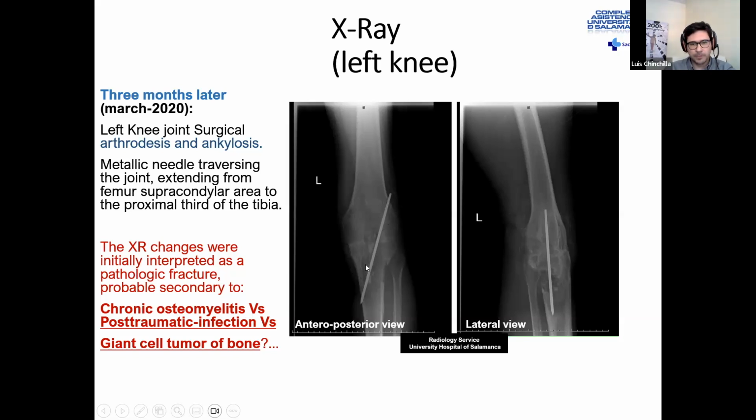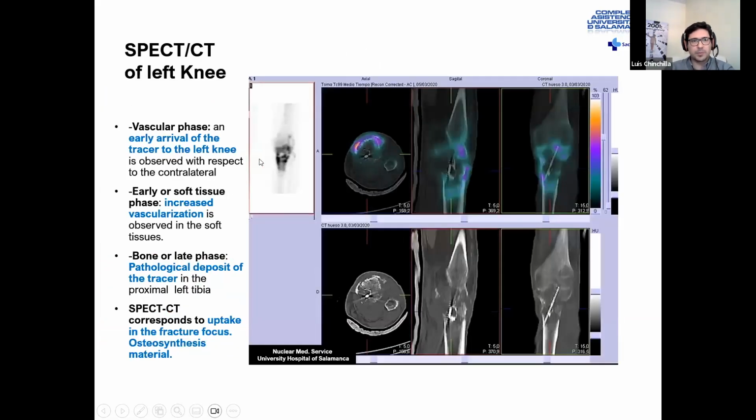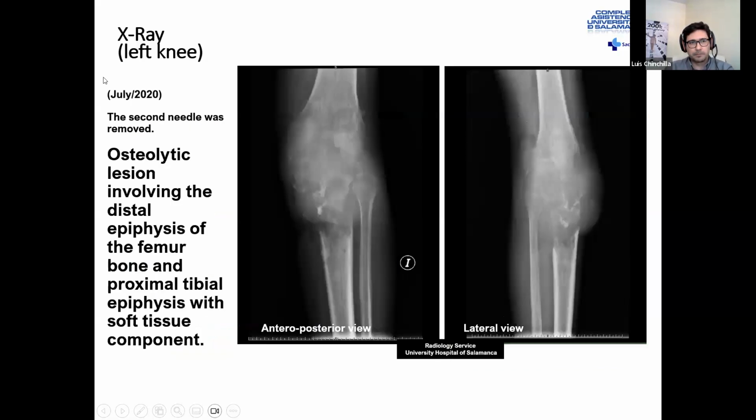of this knee. Well, this is the scan of the knee, and you can see the pathological deposit of the tracer here. And here is the uptake of the fracture focus, and the osteosynthesis material is the needle you can observe here, right? And this one is from July of 2020. The second needle was removed here.